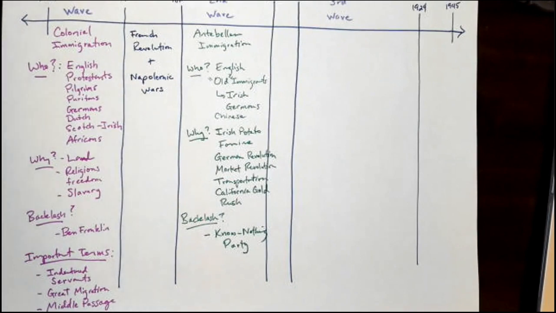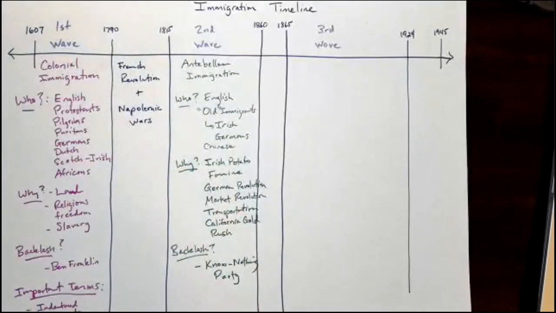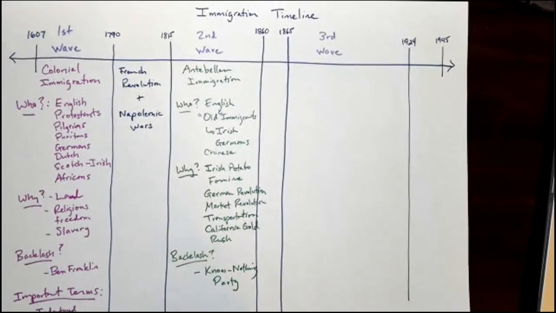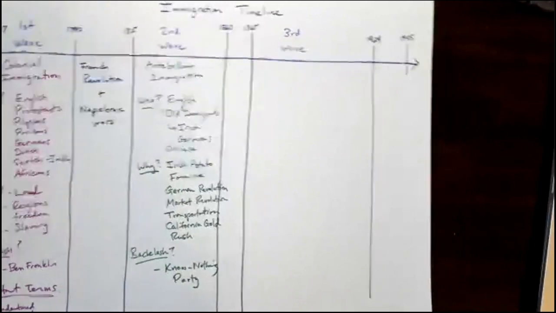I'm trying to think of any other terms. A lot of the terms we've already covered. Market Revolution is in there, same with the Irish potato famine and the German Revolution. The Know Nothing Party is also one of these specific terms that are embedded in what we've done here. If I can think of anything off the top of my head, I'll add to it. But I think that's good for now.